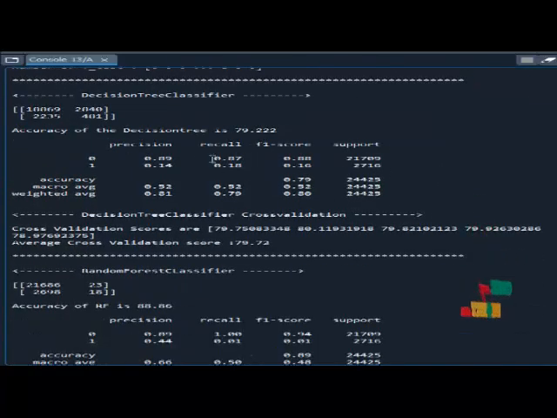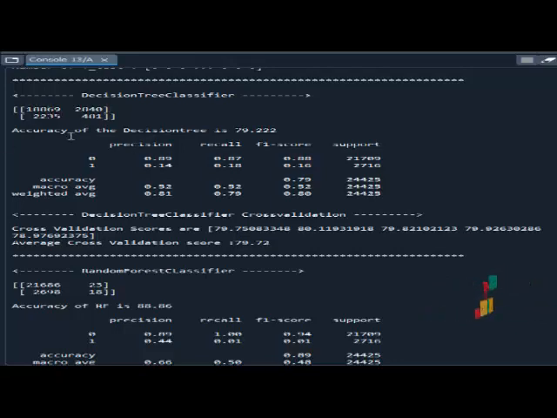Then classification. First we have used a decision tree classifier. A decision tree classifier is a supervised learning technique that can be used for both classification and regression problems, but it is mostly preferred for solving classification problems. It is a tree-structured classifier where internal nodes represent the features of the data set, branches represent the decision rules, and each leaf node represents the outcome.